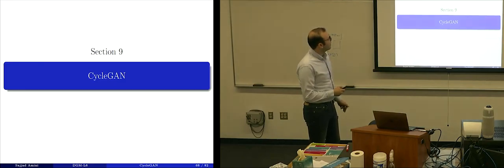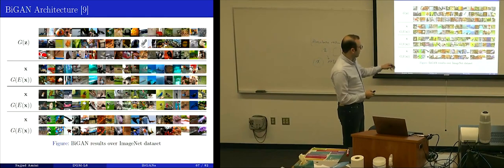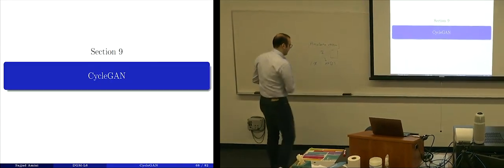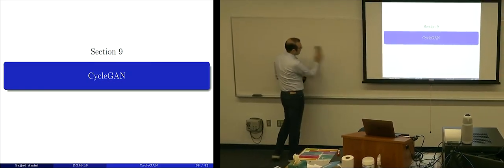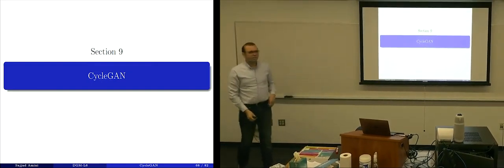This was BiGAN. Now we want to talk about CycleGAN. CycleGAN is the last part of the GAN architectures, and after that we will go to the energy-based models.